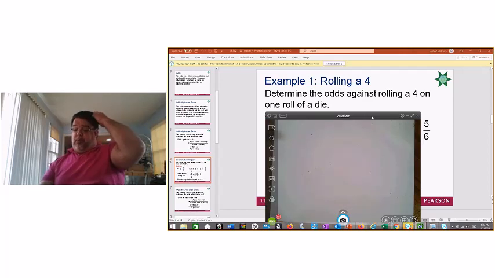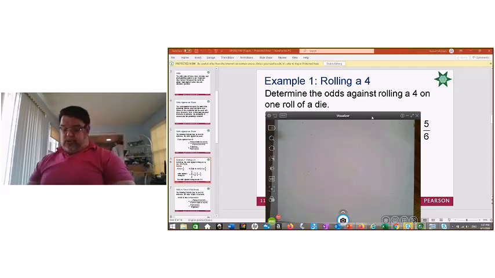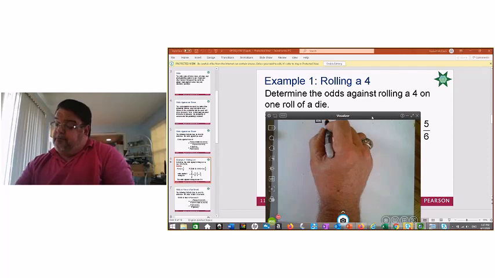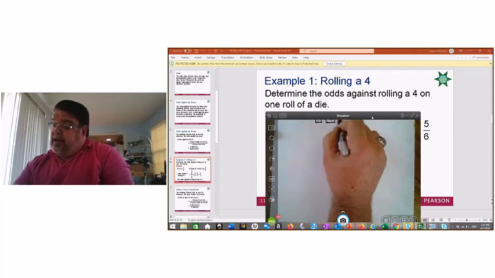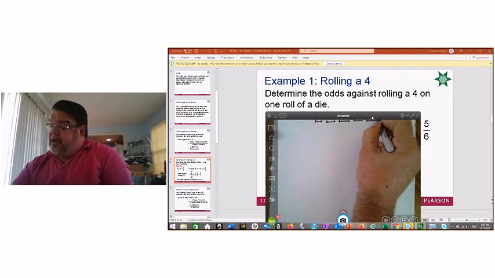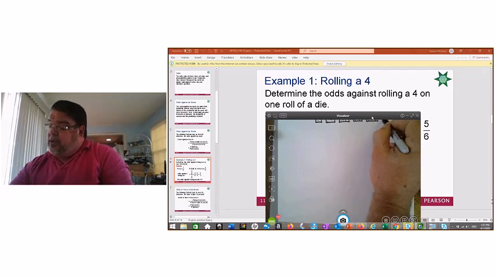Okay, so I'm just going to, for giggles, write the die up here. You got a die with 1 dot, a die with 2 dots, a die with 3 dots, a die with 4 dots, a die with 5 dots, and a die with 6 dots.